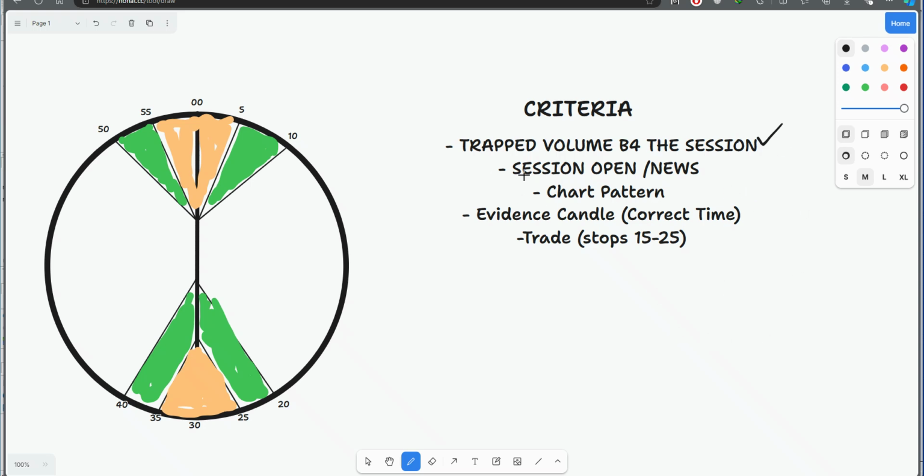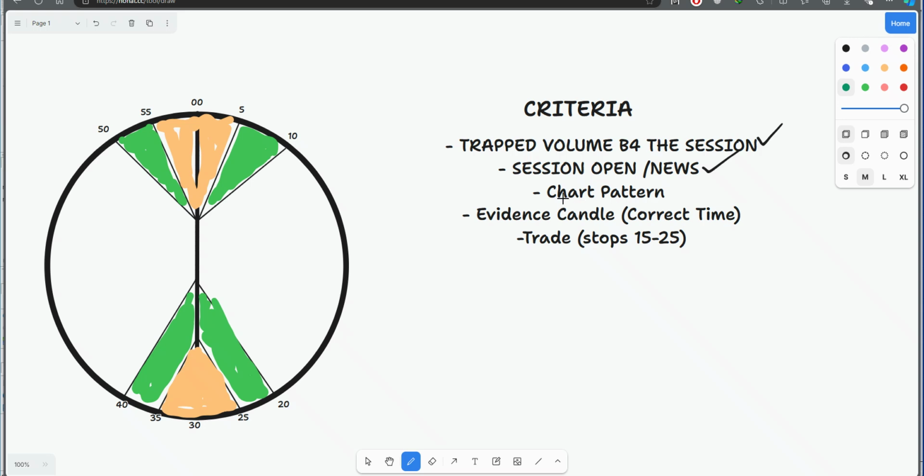And then the second thing is to wait for the session to open. We trade the New York session. We wait for the session to open. If we don't have news, we are ready to go to the next step. However, if we have news during the session, it is important to wait for the news to trade, because you can't predict results from surveys, so it's always important to wait for the news to actually trade.